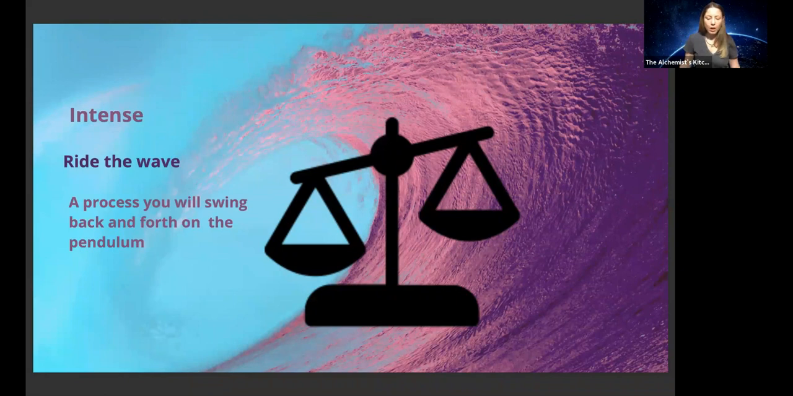But it's all about finding balance. But before you can find that balance, it's really about living in one energy and then living in another energy and getting comfortable with that. So it's like a seesaw, it's like a wave.